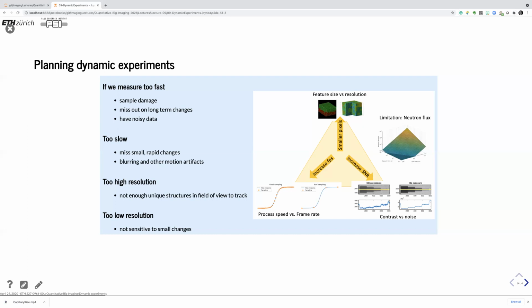Too high resolution usually costs you field of view, which becomes very small, so you may not be able to see the whole sample. And with too low resolution, the cost is that we may not see what we want to see. So there are a lot of things you have to balance together in order to get the right acquisition parameters and get your data in the right way.